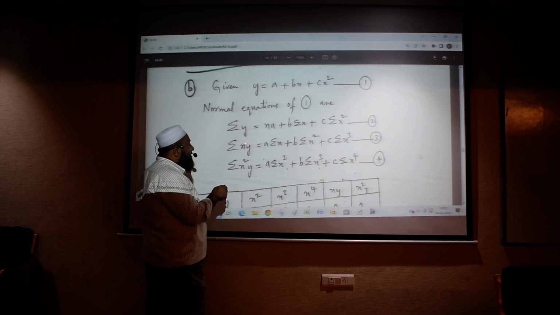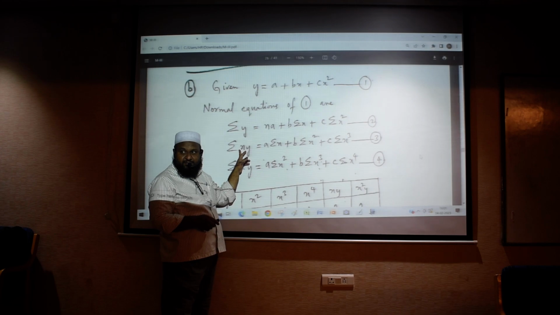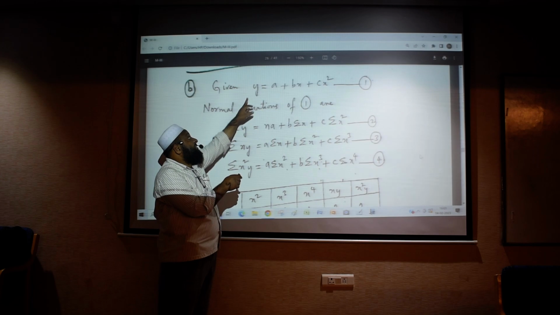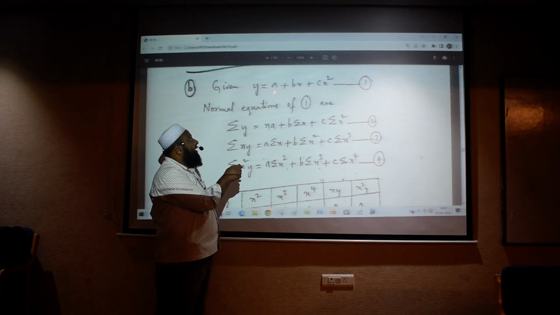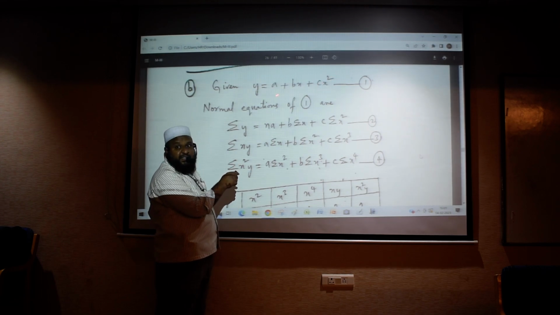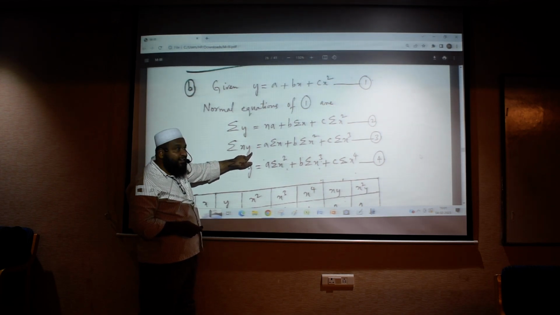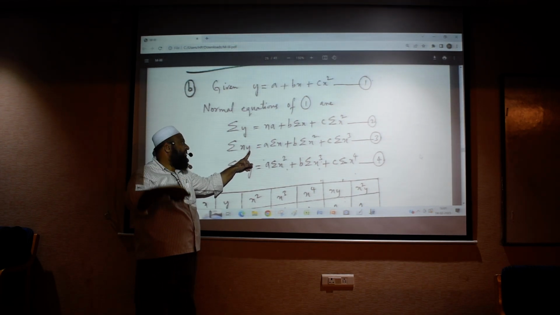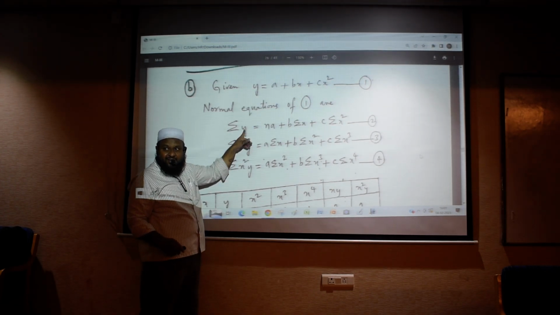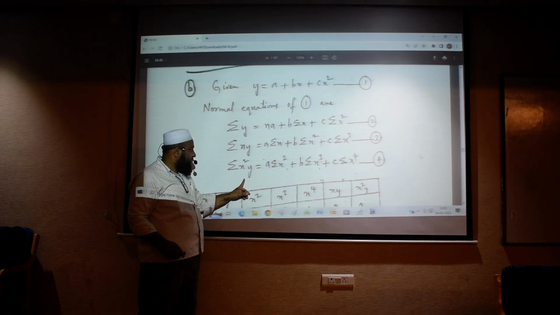Now you are multiplying one more x. Sigma xy is equal to a sigma x plus b sigma x square plus c sigma x cube. Apply sigma, multiply one more x. Actually, x square y. Remember that y is already available, so you should not get a doubt whether you are multiplying x or y. You have to multiply with the x, next time one more x. That is x square y.